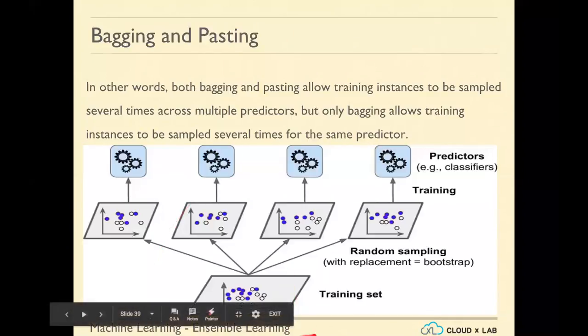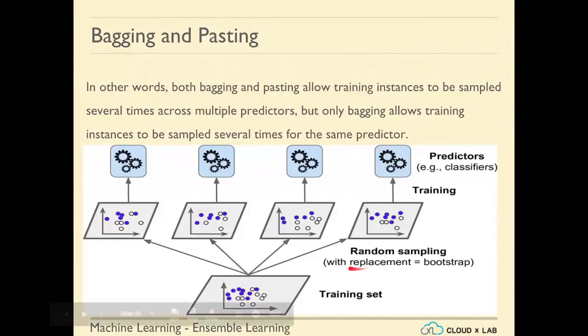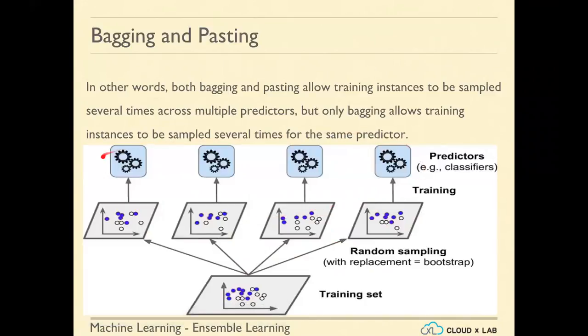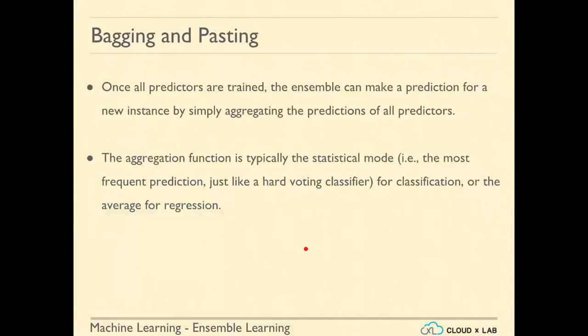Imagine that you have the training set like this, and here is the random sampling. The term which we'll be using is bootstrap equals true if you want to enable the replacement. So here we'll be sampling either with bootstrap or without bootstrap, and then sending it to predictors. Once all predictors are trained, the ensemble can make the prediction for a new instance by simply aggregating the predictions of all the predictors, and that's all.